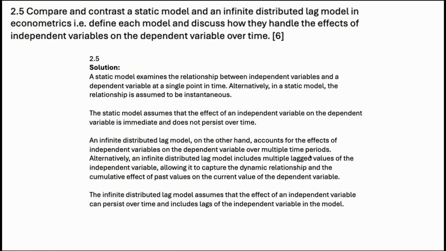And so an infinite distributed lag model accounts for the effects of independent variables on the dependent variable over multiple time periods, right? So it includes multiple lagged values of the independent variable, allowing it to capture the dynamic relationship and the cumulative effect of past values on the current value of the dependent variable, right? Also, this model assumes that the effect of an independent variable can persist over time and includes lags of the independent variable in the model.